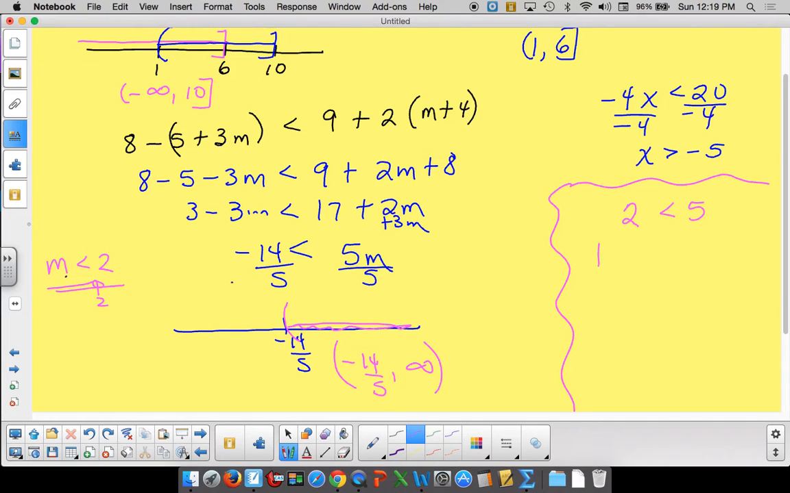You may write your answer in this case as all reals, or if you're in interval notation, you can write it from negative infinity to positive infinity. I am okay with either one. Use the one of your choice on those.